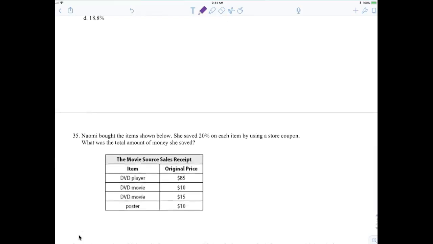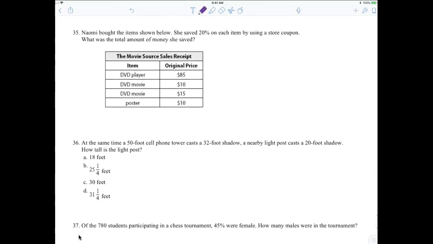All right, so everybody take a look at 35. Okay, it says, Naomi bought the items shown below. She saved 20% on each item by using a store coupon. What was the total amount of money saved? Now notice, it didn't say how much did she spend, it said how much did she save, right? So we're going to save what percent? 20%. We're not doing the 80% this time. Do you understand the difference? Because of the question, right?